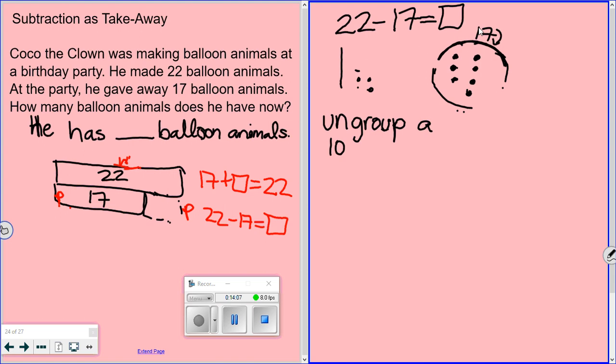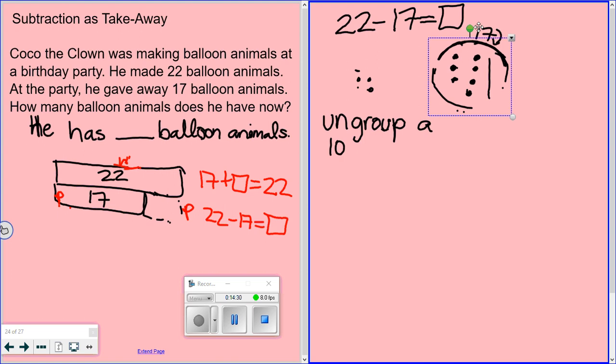So what do I need to do now? I only have 7 inside my circle. But we have 3 left. Jordan, what do you think I should do? Take a 10 and put it in. Yeah, I'll go ahead and take my 10 and put it in my circle.